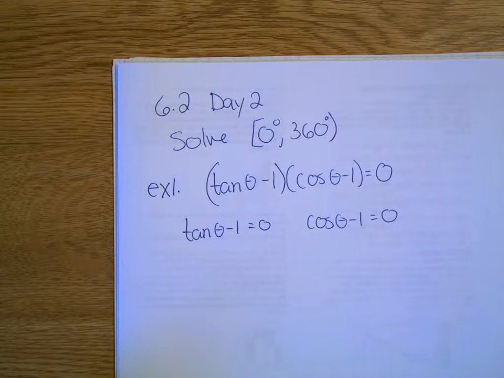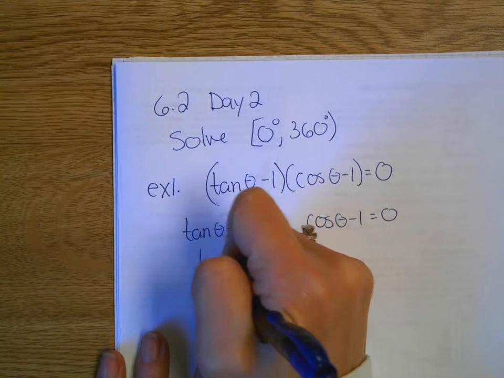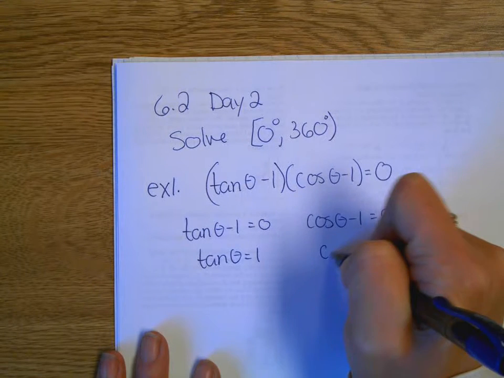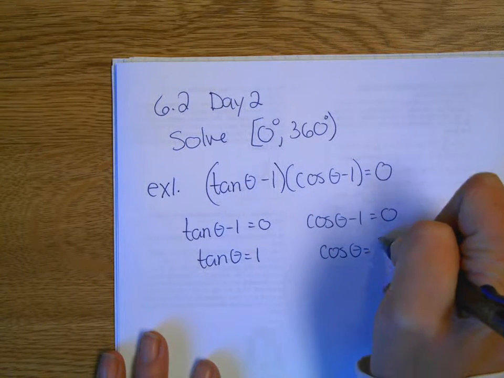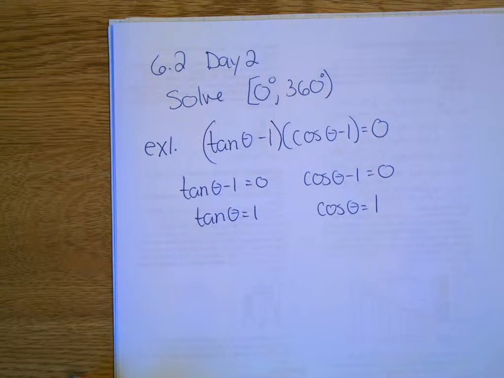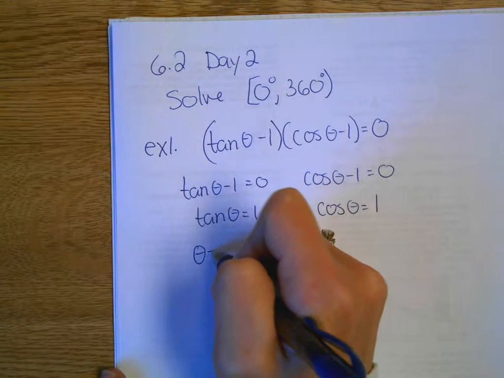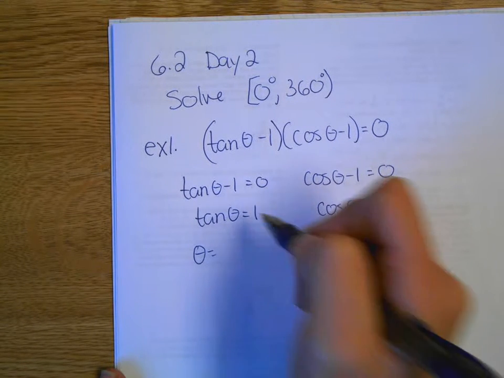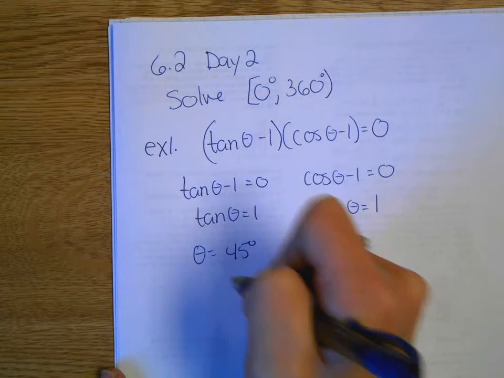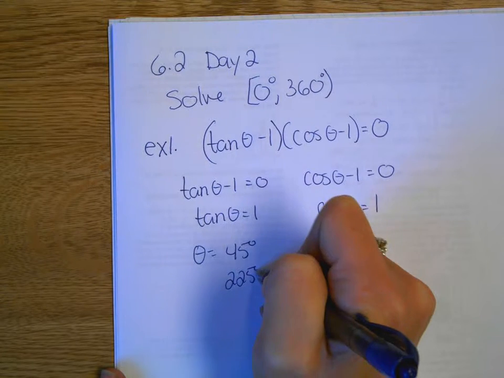So look around the entire circle. Oh, we got to solve first. So tangent equals 1, and cosine equals 1. So where does tangent equal 1? 45, 225. Yep, remember how we are always finding two values. 45 degrees and 225 degrees.